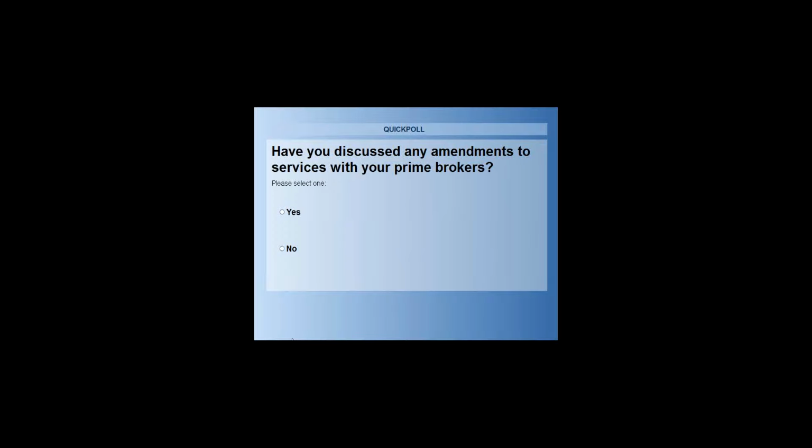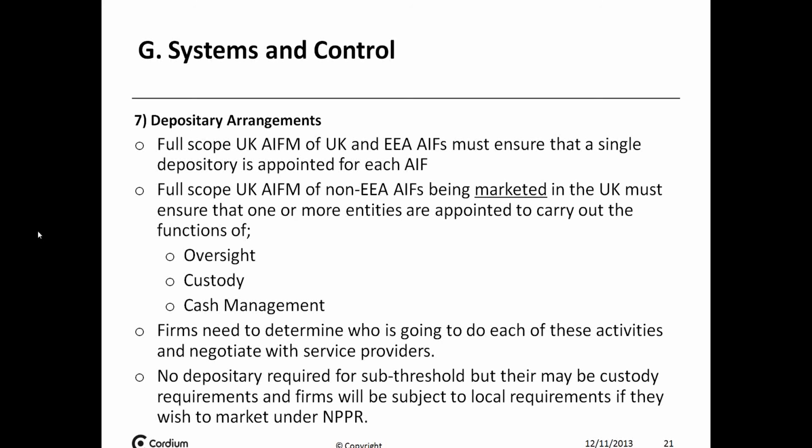So the next section, I think, is of interest. I'm just conscious of time, so I'll try and get through this fairly quickly. But essentially, as you know, a full scope UK AIFM of a UK and EEA AIF must ensure that a single depository is appointed for each AIF, and a full scope UK firm of a non-EEA AIF being marketed in the UK must ensure that one or more entities are appointed to carry out the functions of oversight, custody, and cash management. One or more, so it can come together. And I'll just quickly move on to that question on the next slide.